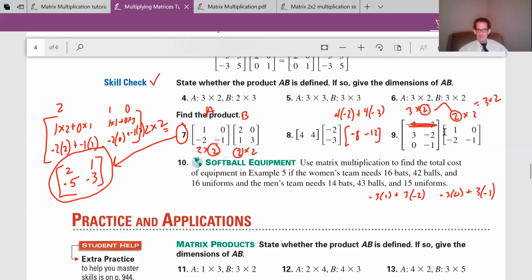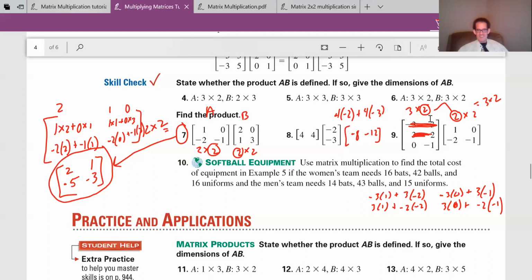So I have 3 times 1, and then I have negative 2 times negative 2. Okay? Then I've got to do the next column here. So I have 3 times 0 plus negative 2 times negative 1. Okay? Now I'm done with that row.